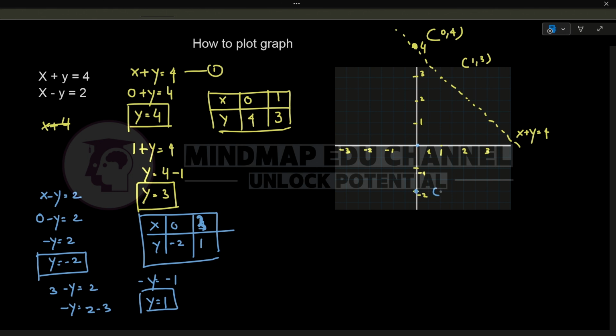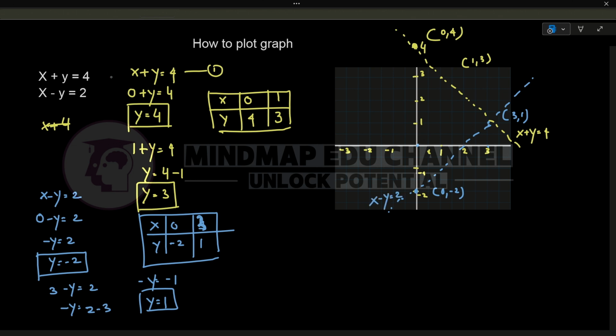So this is what? 0 and minus 2. When x is 3, y is 1. So here, when x is 3, y is 1. So now, with the help of a scale, mark a straight line. And this graph is of x minus y equals 2.